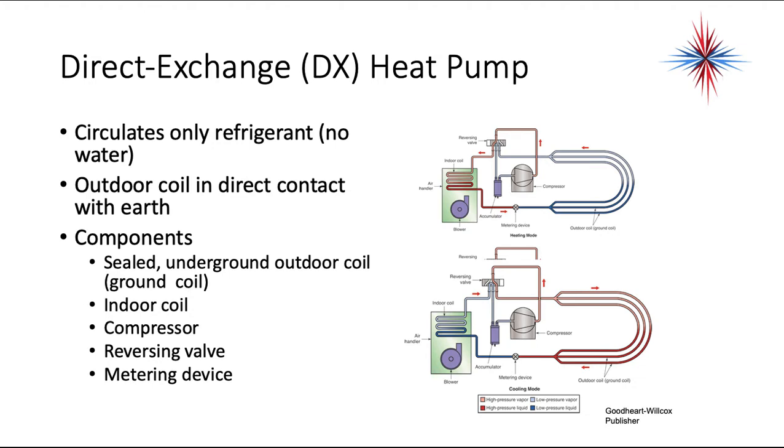A direct exchange heat pump circulates only refrigerant. There's no water involved. The outdoor coil is directly in contact with the earth. In other words, we actually bury refrigerant tubing underground. So the components of this system are a sealed underground outdoor coil, an indoor coil, a compressor, a reversing valve, and a metering device.